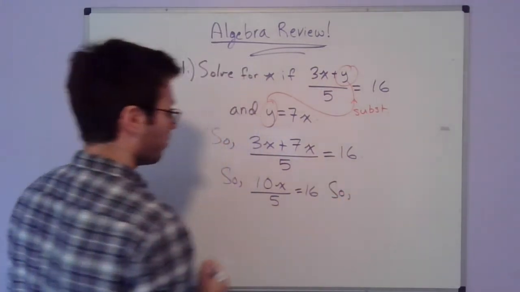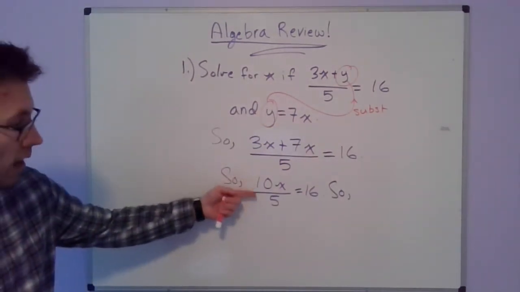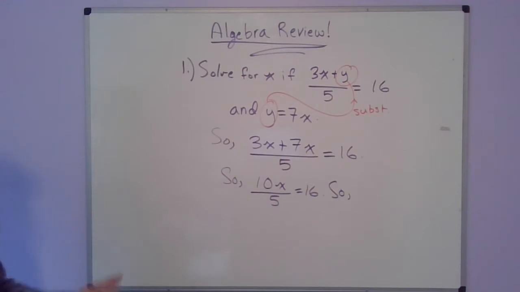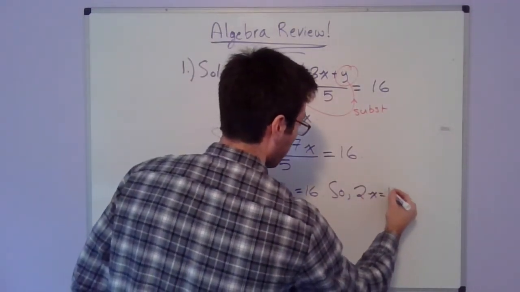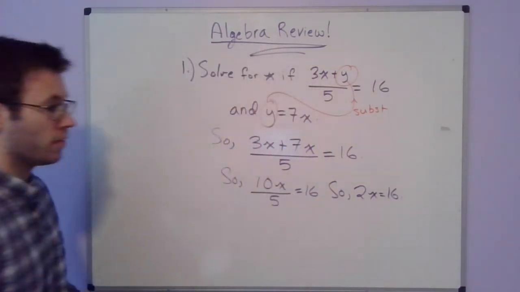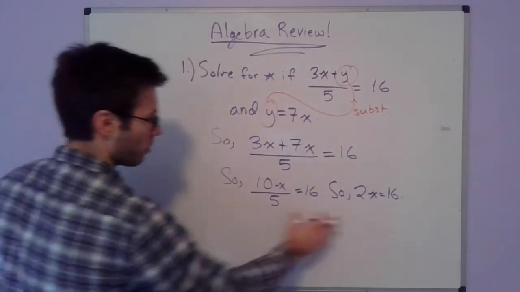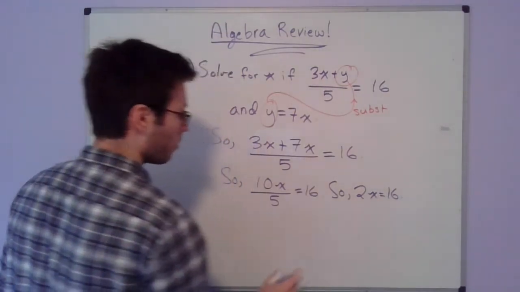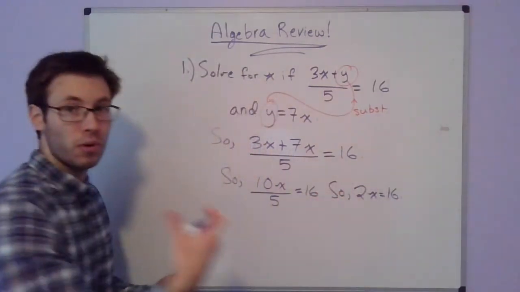Small steps. The next step. 10 divided by 5, that's just 2. So I have 2x equals 16. Keeping track of my thoughts. Every step is small. I'm not writing all over the place. I'm writing in sentences. I'm following it up with everything.